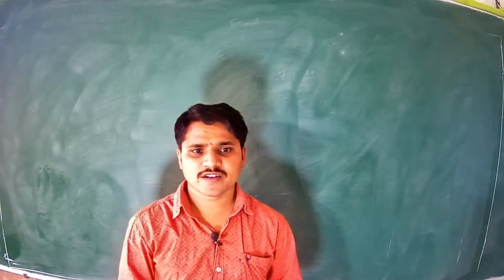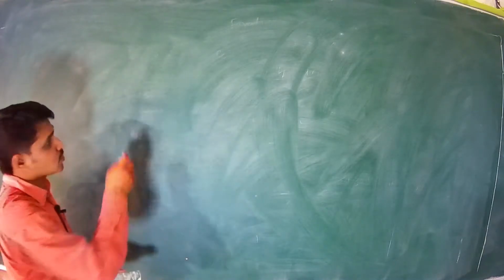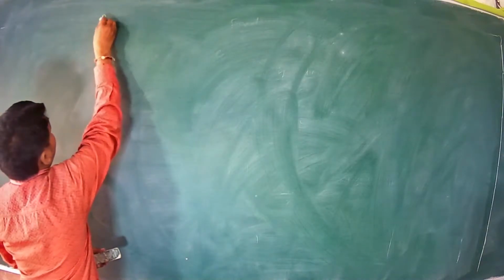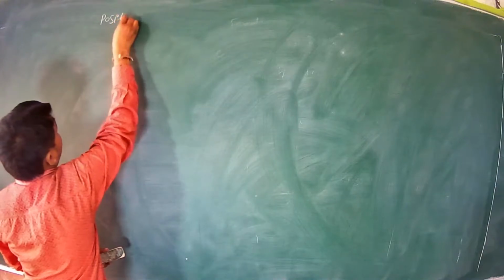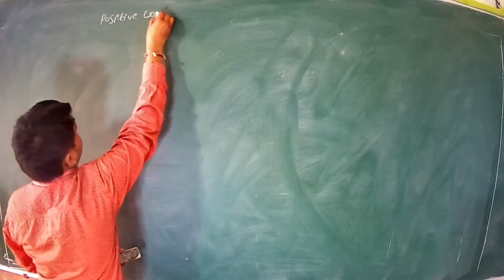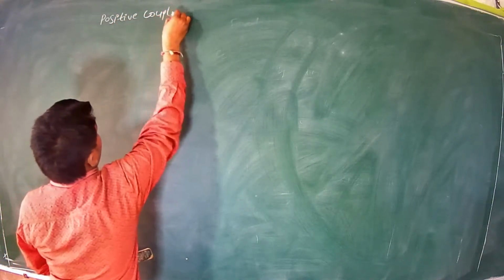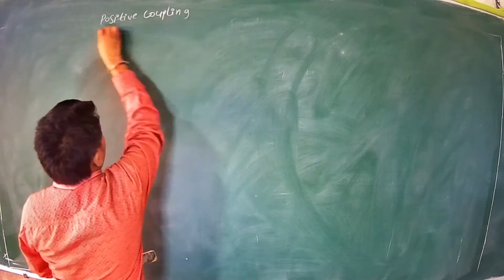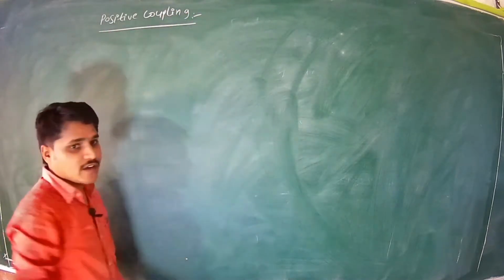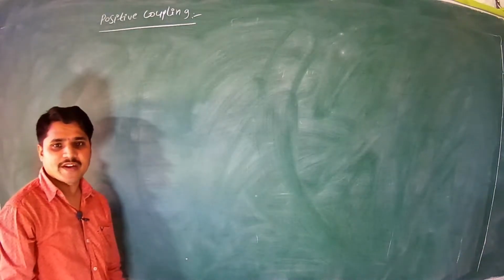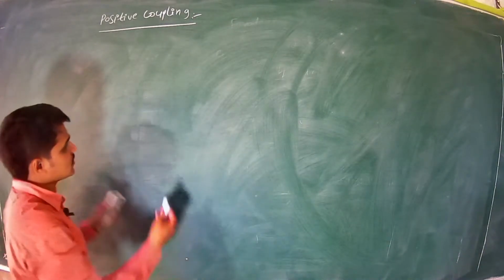So today let us discuss the magnetic circuit concepts. Here, positive coupling. What is meant by positive coupling and what is meant by negative coupling of a magnetic circuit? Let us understand this in today's class.